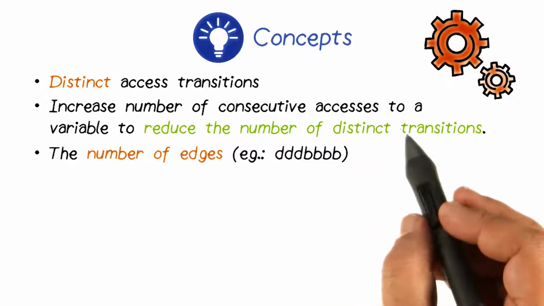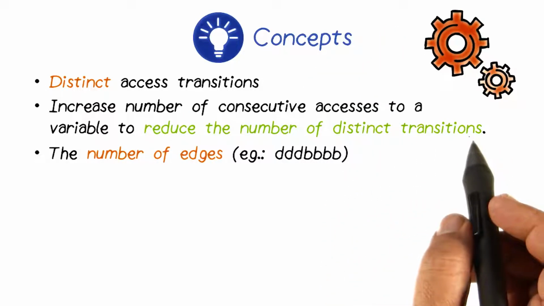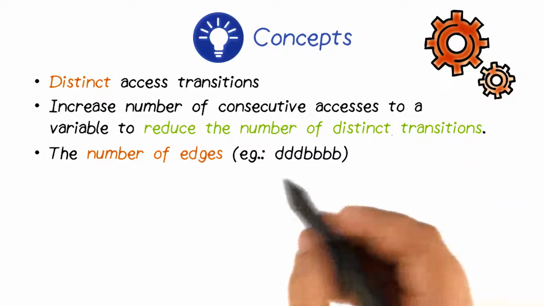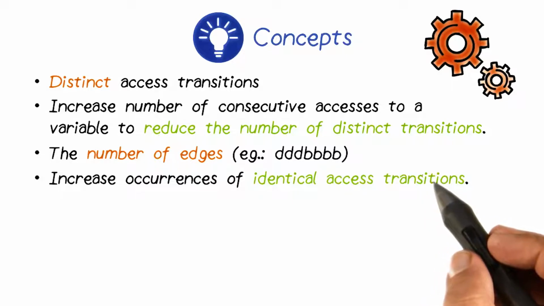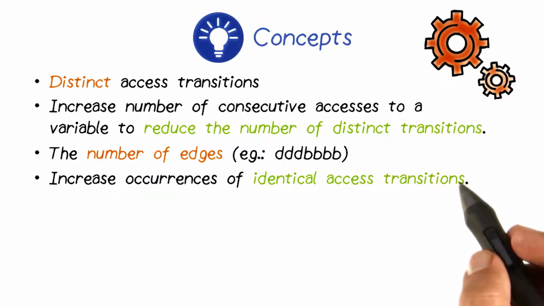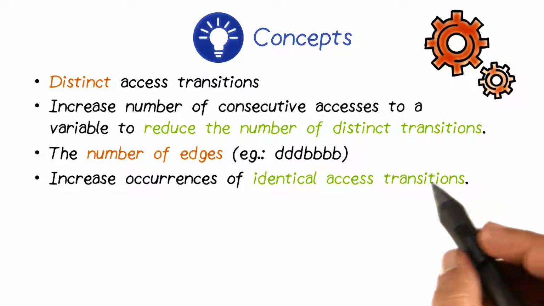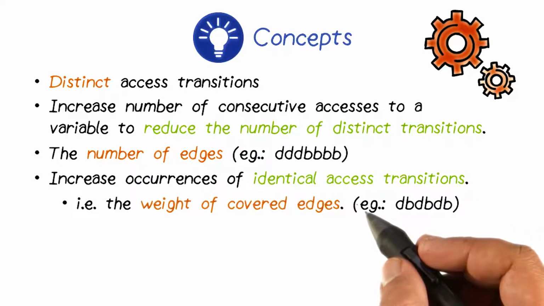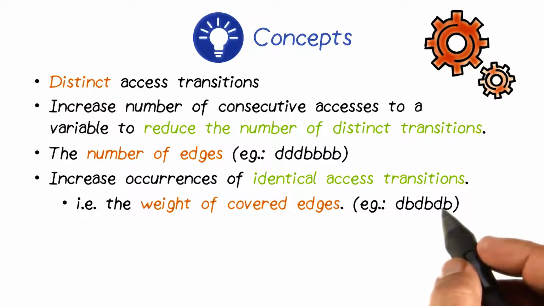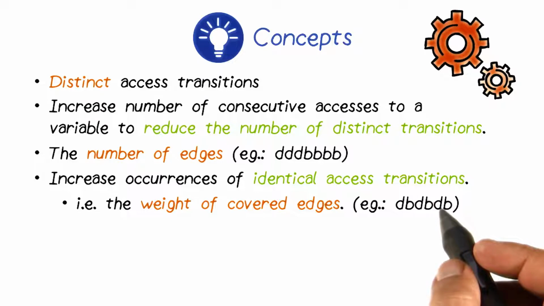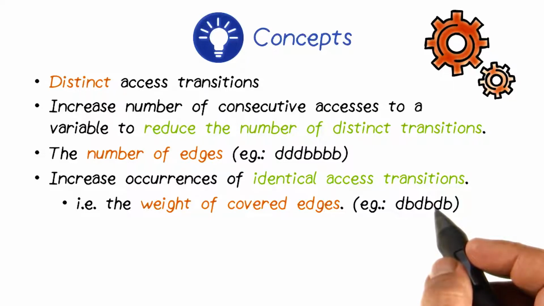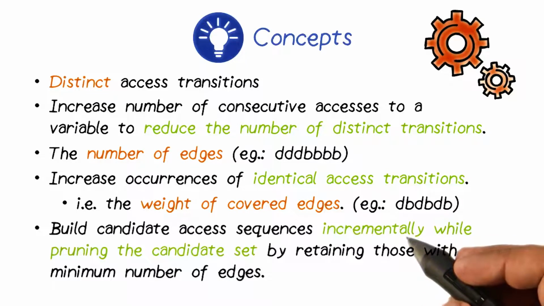By reducing the number of distinct transitions, we are not adding new edges to the graph. We are also increasing occurrences of identical access transitions, such that existing edges become more frequent. And by doing so, we are increasing the weights of covered edges. In this particular sequence, we are covering the D to B and B to D transition in a significant way, and that's why the MWPC solution will now be better. And that leads to our strategy.